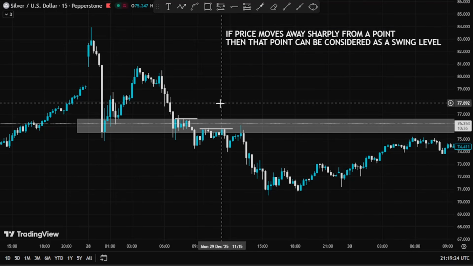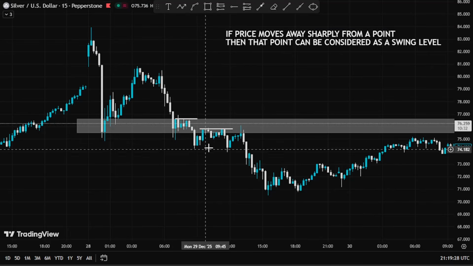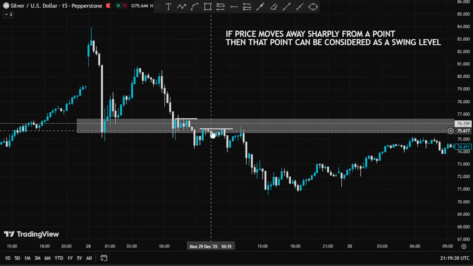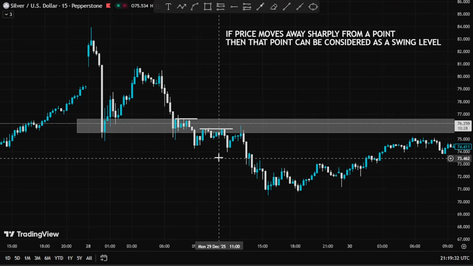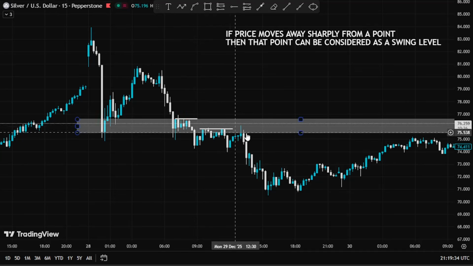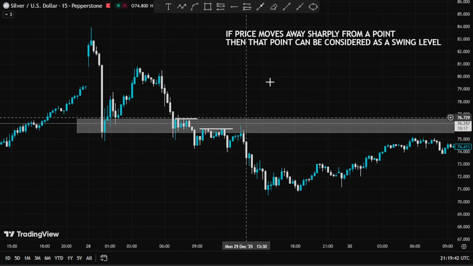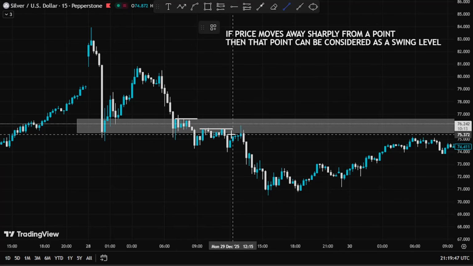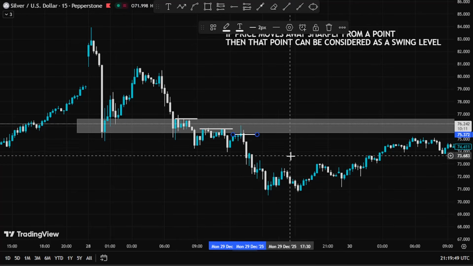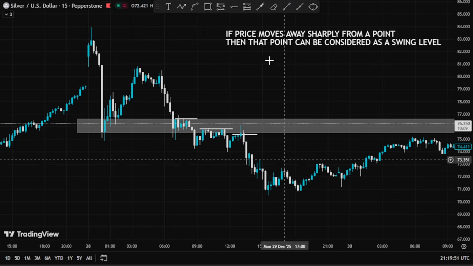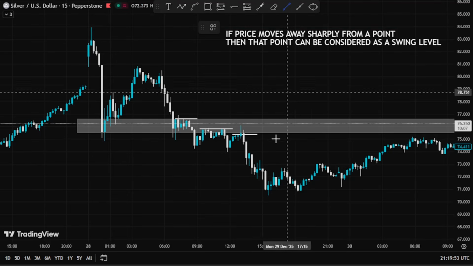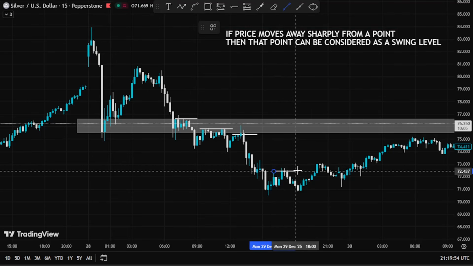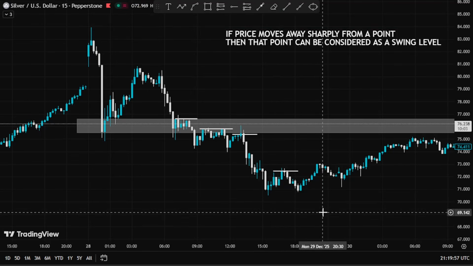You can see that when price got to this point, it moved sharply from here. When buyers tried to push price up, price moved down sharply. Then when the buyers tried to push it up, price moved down sharply again. So we know that we can mark this as a swing level. So this is also a swing level that we can mark here.